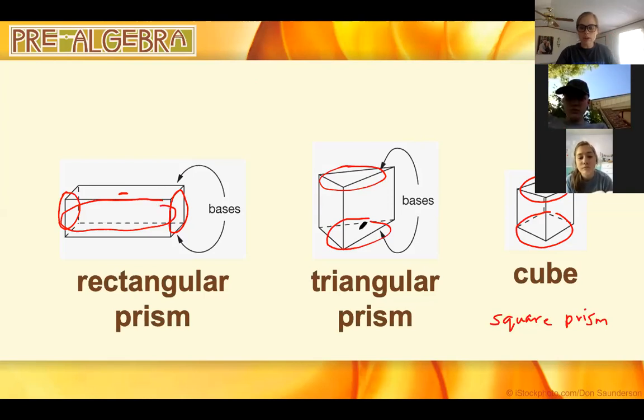Check out this triangular prism. We've got a triangle base up top and a triangle base on the bottom. How many faces are in a triangular prism? How many lateral faces do we have? Sorry, Brinley. 2. 3. We have 3, yes.